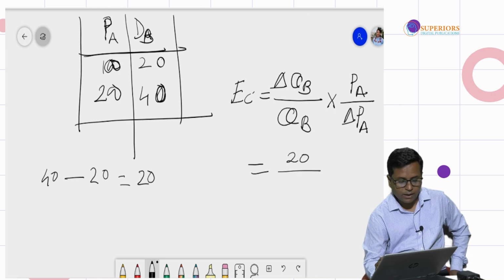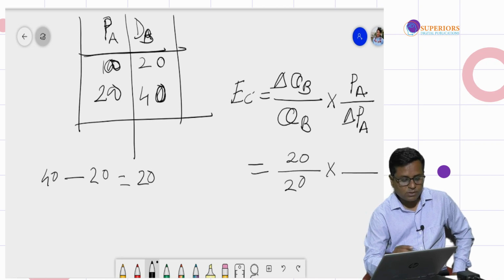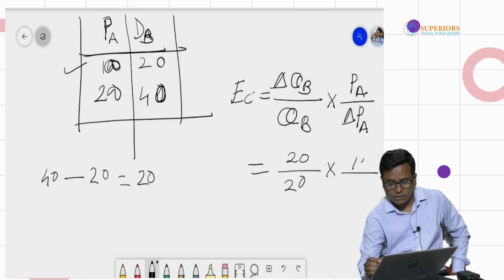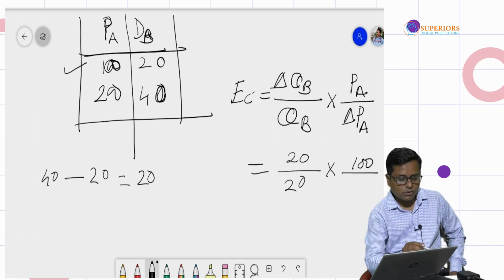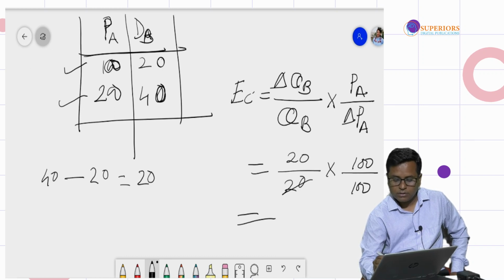20 divided by original quantity demanded of B, which is 20, into original price of A, 100, divided by change in price of A, 100. So the cross elasticity of demand here is 1.